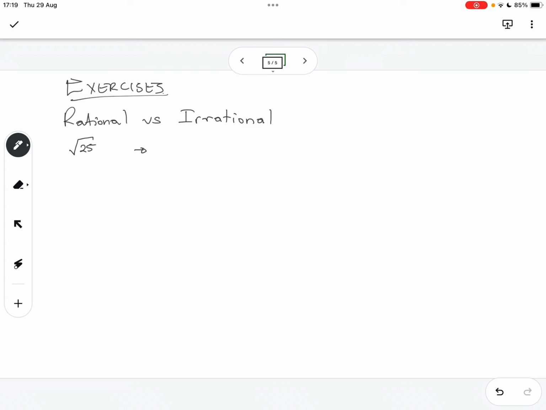Cause the square root of 25 is 5, so... Okay. So square root of 25 equals 5. Okay, that's a good answer. That's very correct, by the way. So is the number 5 rational or irrational? The number 5, is it irrational or is it rational? Rational. It's rational. Yes.